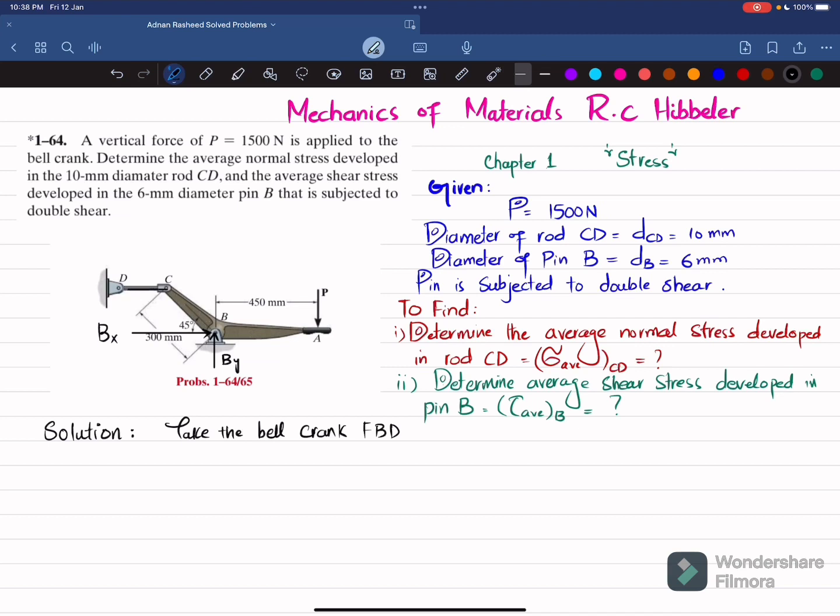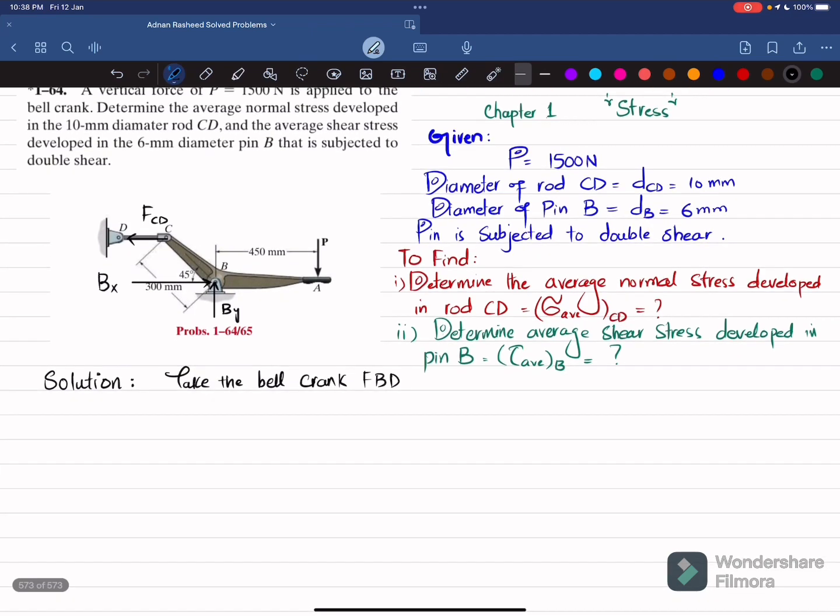And the rod CD exerts a force FCD in this direction. You can see that this force is downward, causing the rod to move inward. As a result, the rod exerts force in this direction, which is FCD. So we'll find this FCD, Bx, and By using equations of equilibrium. So first equation of equilibrium is that sum of all moments about point B is equal to 0, taking the counterclockwise moment as positive.